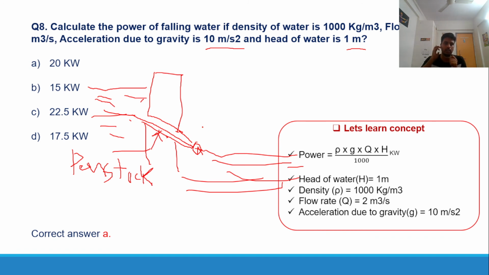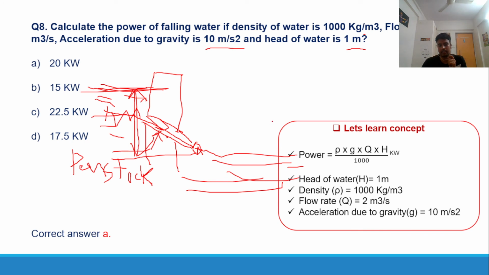Okay, so we know the water density, rho is 1000 kg per meter cube. Flow rate through the penstock is 2 meter cube per second. Acceleration due to gravity is constant, 10 meter per second square, and head of water is 1 meter. What is the head of water? It is the distance from the turbine to the upper surface of the reservoir. So head of water is 1 meter.